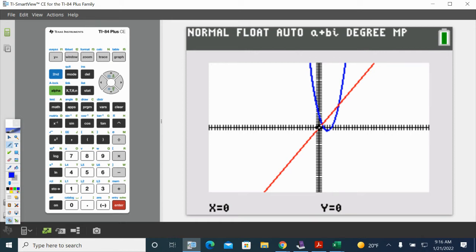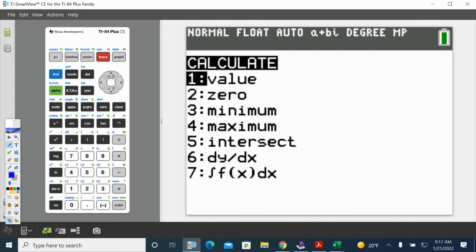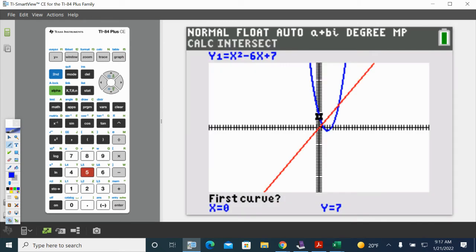Now, the step number 3 in your notes says to hit second trace. So second trace is calc. Number 5 is the intersection. And again, we choose number 5 because we're looking for where they hit each other, which is the intersection. So number 5. And then all we're going to do is hit enter, enter, enter. It's 3 times, it's not 4.